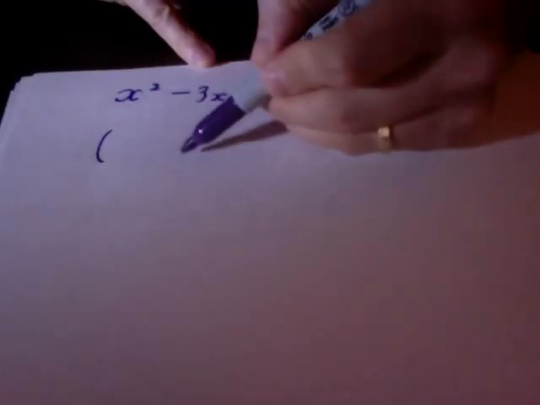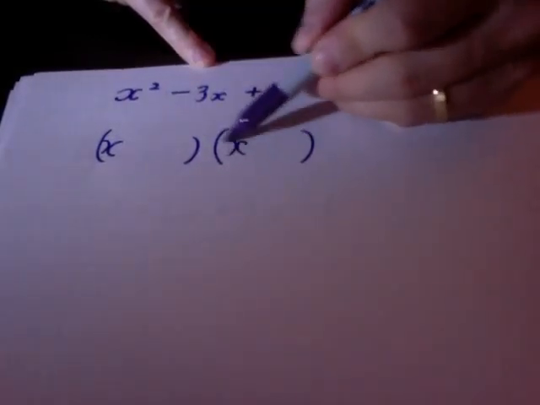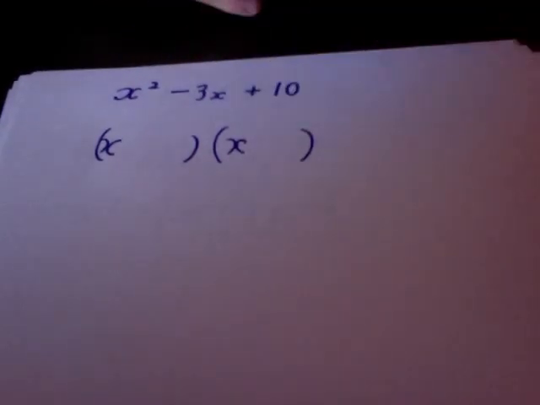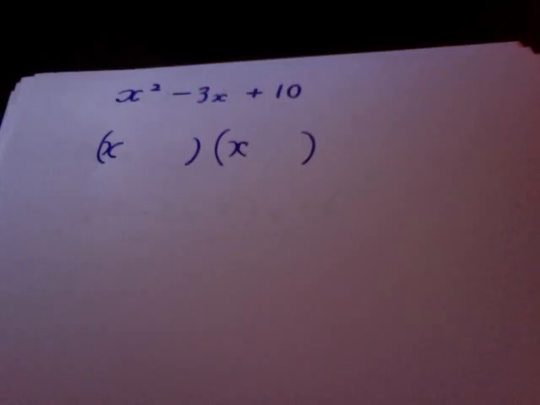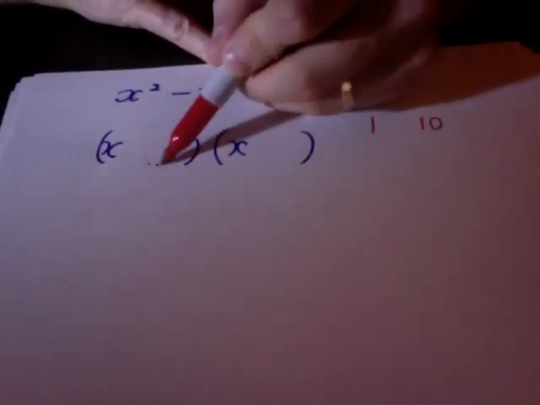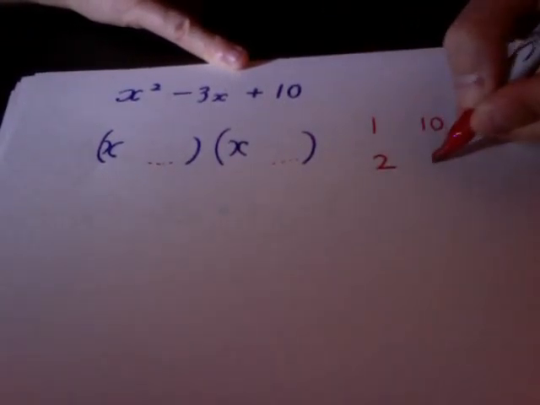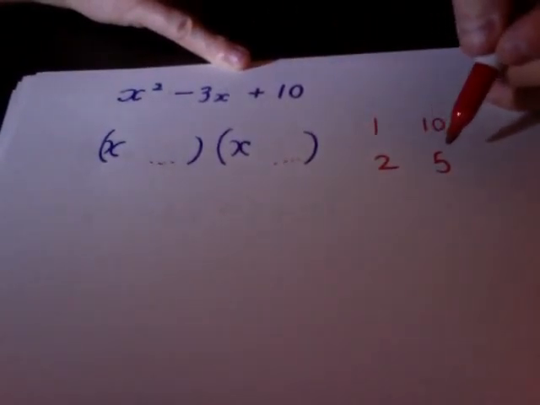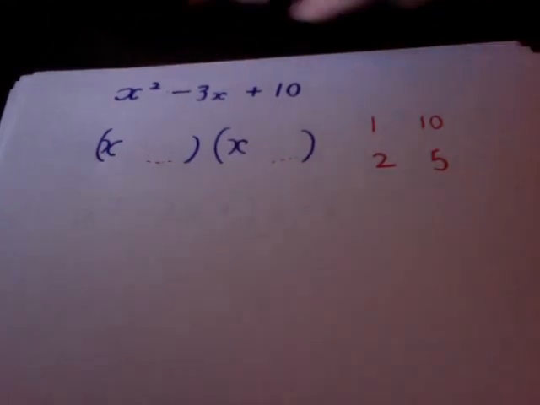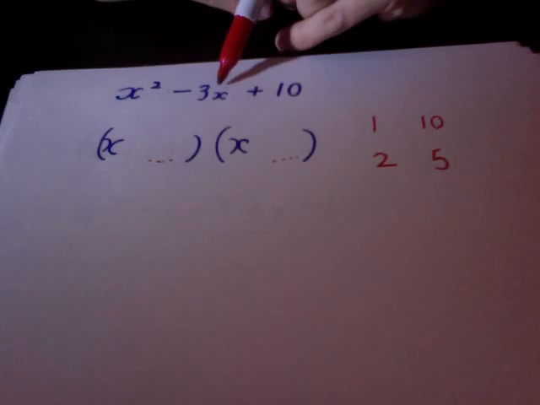If we have something like x squared minus 3x plus 10, we know there's going to be a couple of brackets, and we know that there's going to be an x in there and an x in there to make the x squared. That's pretty straightforward. To make the positive 10, we're going to have to involve the factors of 10, because they're the numbers that are going to go here and here. So 1 and 10 or 2 and 5. Those are the only options for 10. But somehow we have to make negative 3x.